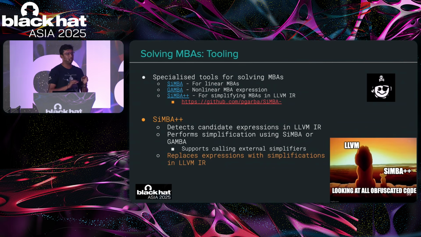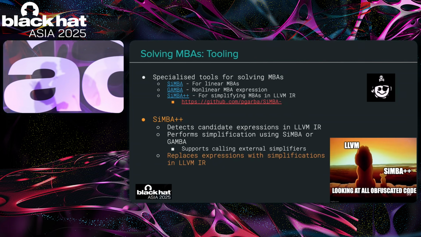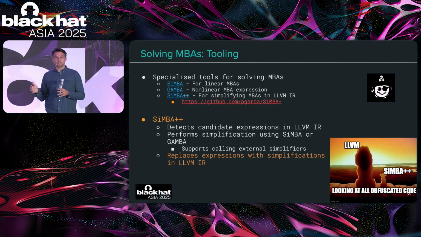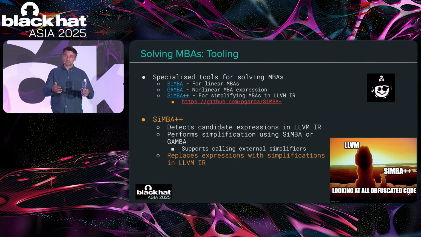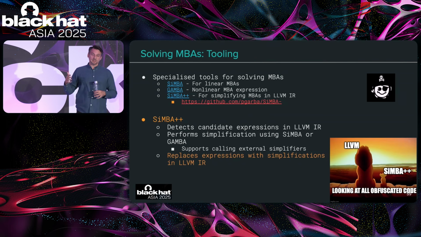So we have some specialized tools in recent times called Simba and Gamba, which specialize in breaking MBAs. And then we have a tool called Simba++. Simba++ is a tool that helps you detect those kinds of MBAs in the LLVM IR, because that's a problem in itself. I mean, where do those MBAs start? Where do they end? What are real expressions? What are MBAs? It's not that easy to find them. But Simba++ helps you here.